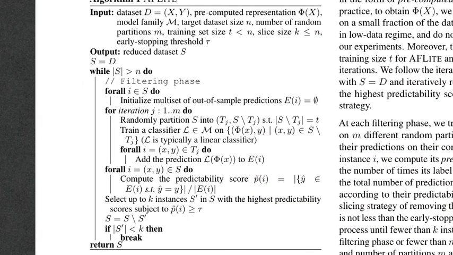Let's go over the different inputs. One input is the dataset D, X, and Y. There's the pre-computed representation phi x. There's a family of models M. There's the target dataset size N.